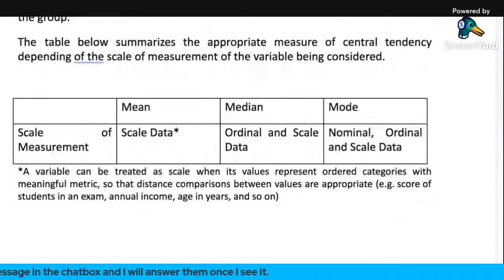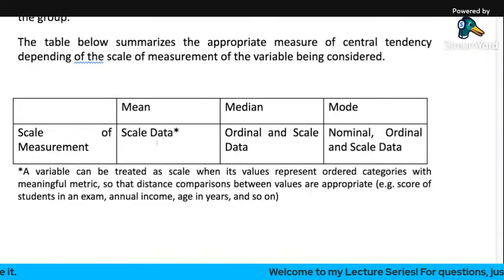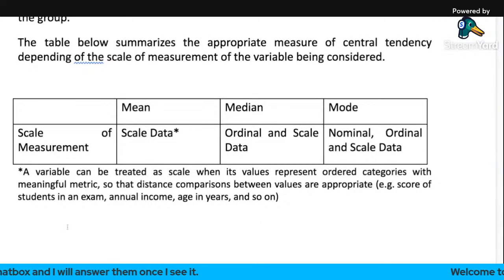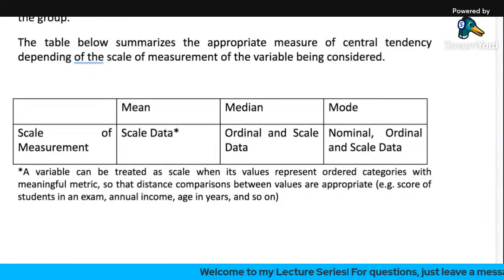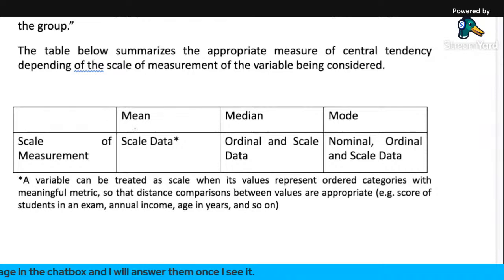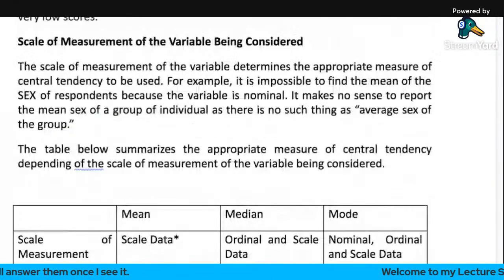So, hindi natin pwedeng gamitin ang mean for nominal. So, we have here a matrix. So, mean, we can make use of the scale data. Okay, when we talk about scale, a variable can be treated as a scale when its values represent ordered categories with meaningful metrics, so that distance comparison between values are appropriate. Examples of these would be your score of students in an exam, annual income, age in years, weight, okay, and so on. Weight in kilograms or pounds. Okay, so those are scale data. So if the data set that you have is scale, then you can make use of the mean in terms of the scale of measurement, of course.